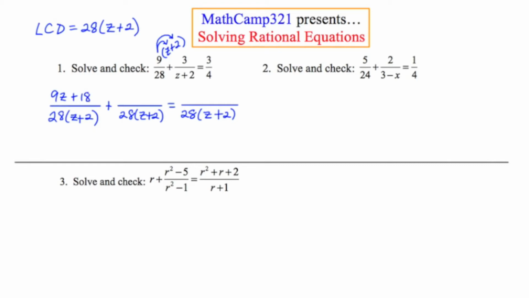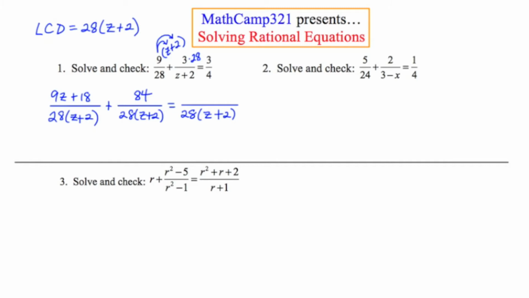Let's move to the middle fraction. The denominator of the middle fraction currently says z plus 2, so it's missing the 28. So I'm going to multiply the 3 on the top by a 28 to introduce a 28. Now 3 times 28 is 84.